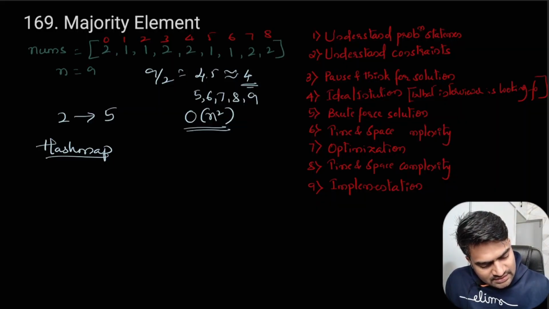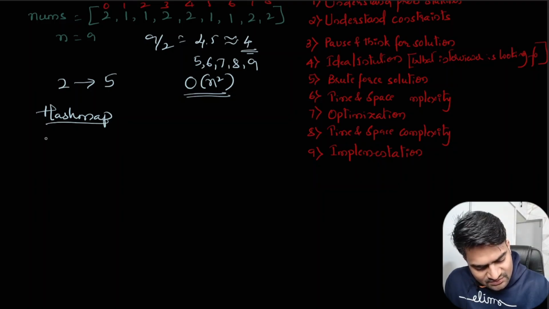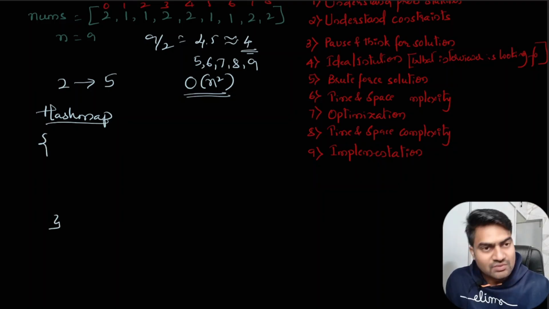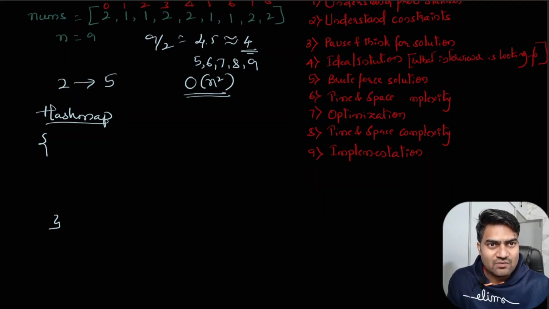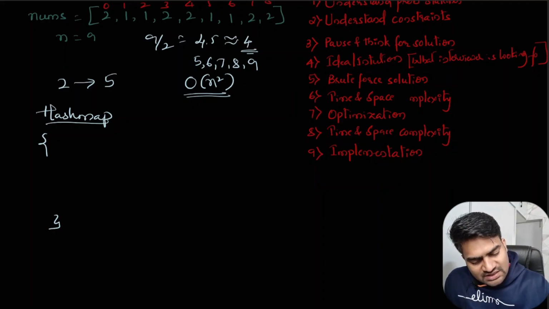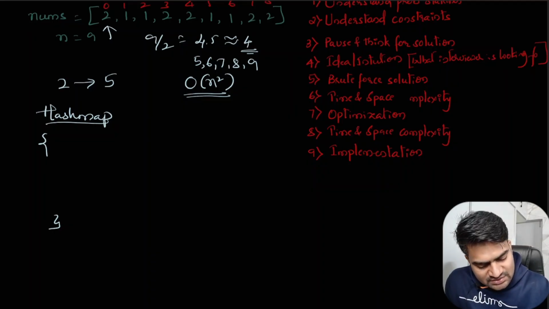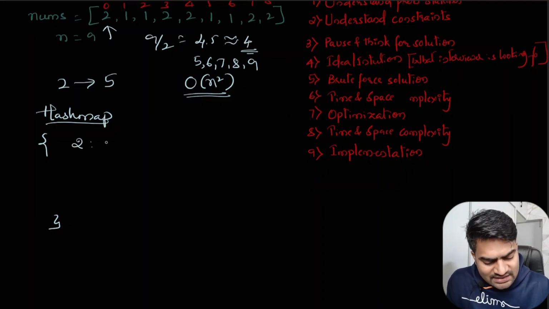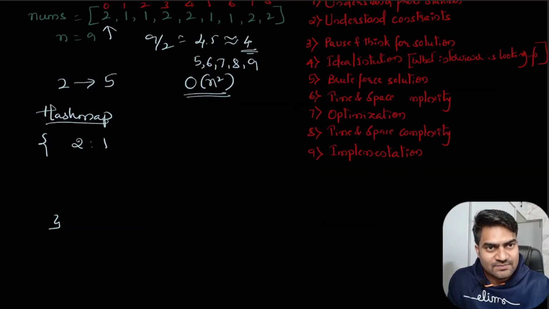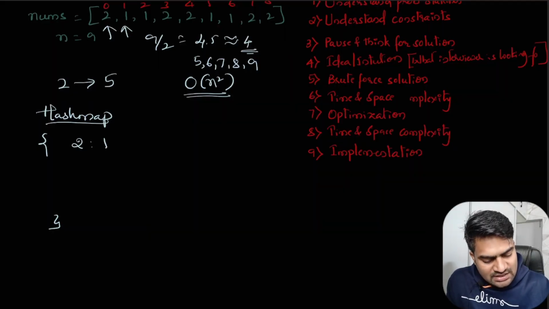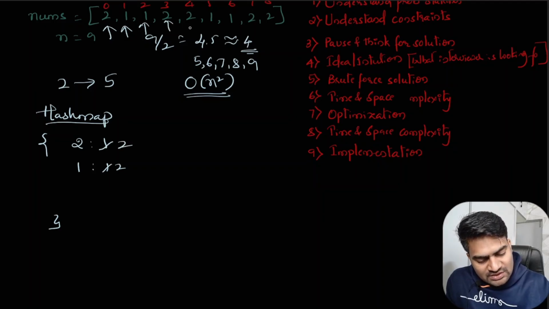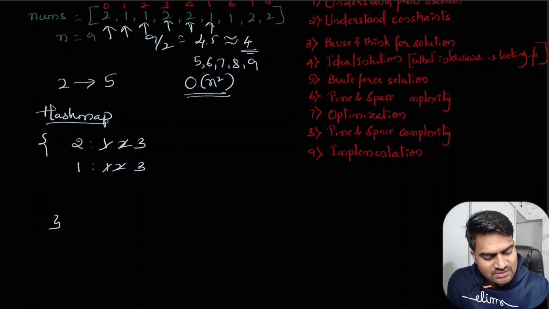We have some hash map here, which stores key value pairs. I will start with my first number, 2. It does not exist, so I'll add it into the hash map with the count as 1. Next number is 1, its count is 1. Next number is again 1, so its count becomes 2. Next is 2, its count becomes 2. Next number is again 2, its count becomes 3. Next number is 1, and its count becomes 3.